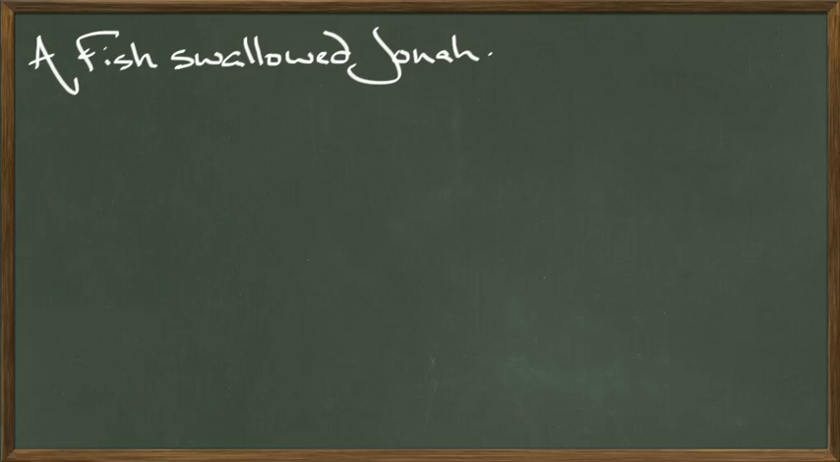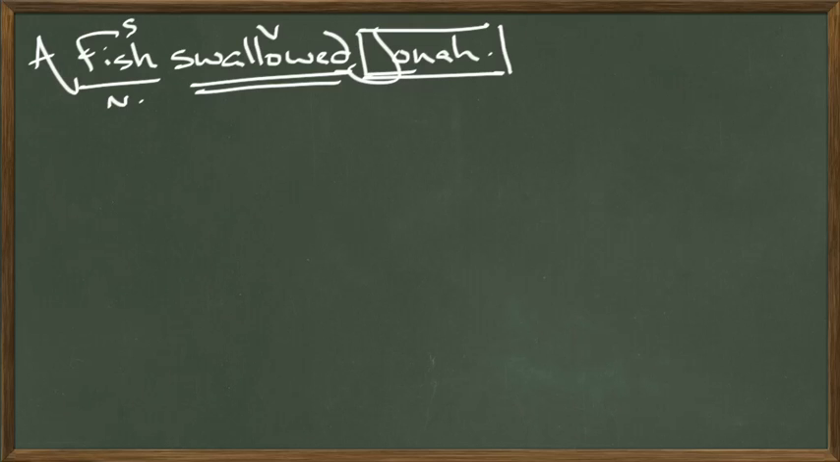A fish swallowed Jonah, subject of the sentence. Fish, subject of the sentence, nominative case. Swallowed is a verb. Jonah is the direct object. He received the action. Some people don't believe this story is possible, but of course it was. Jonah was one of the minor prophets.